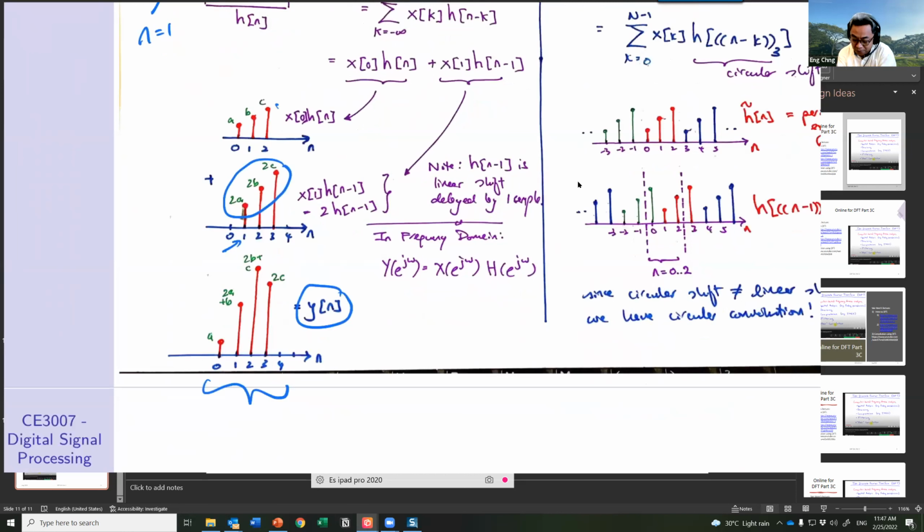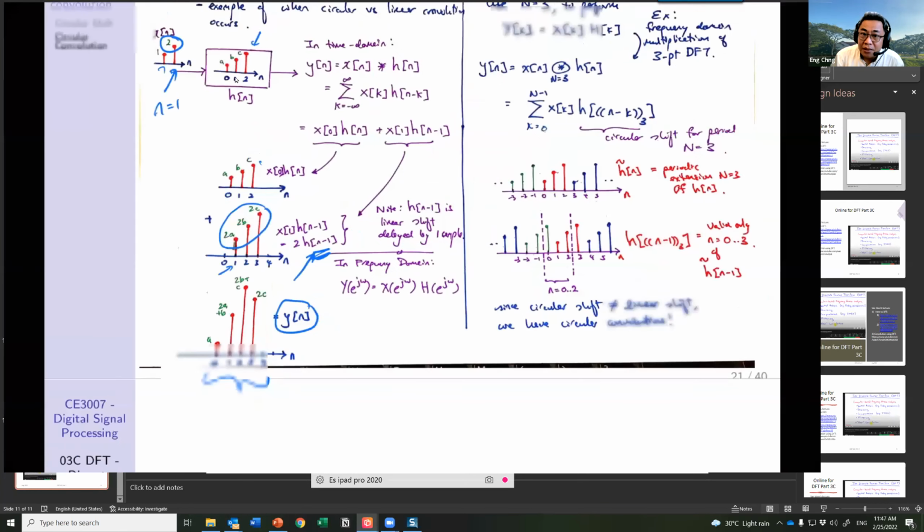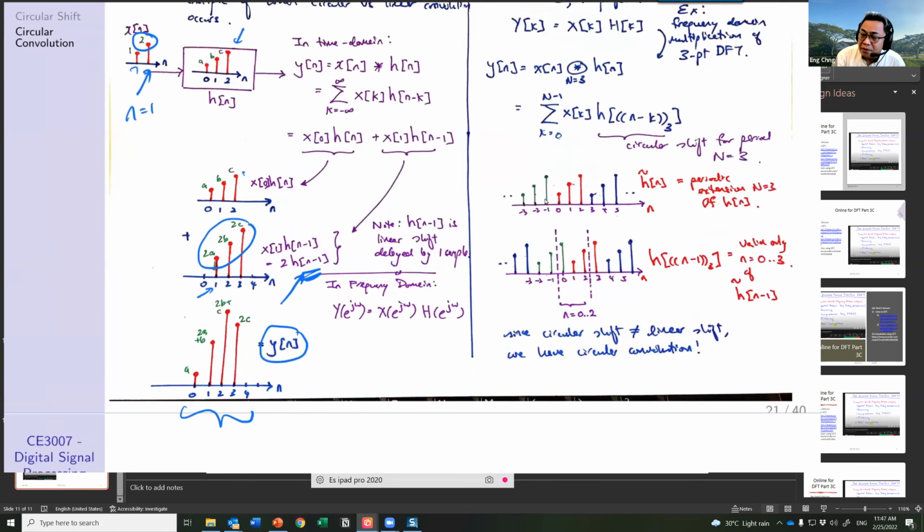But what happens when this delayed version of Hn is not the linear delay, but the circular shift? Because I have 3 samples, you'll realize that the Hn is now being repeated: 0, 1, 2, then 3, 4, 5 is repeating 0, 1, 2. So when we are performing a delay of this guy, the green thing comes in. Can you see? The green line comes into 0, 1, 2.